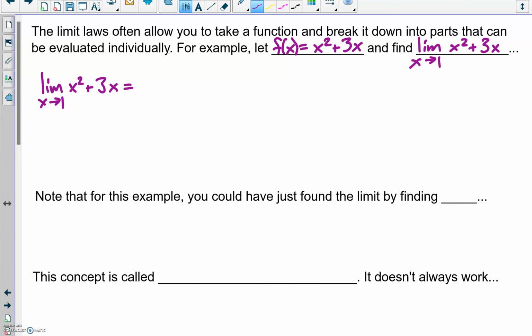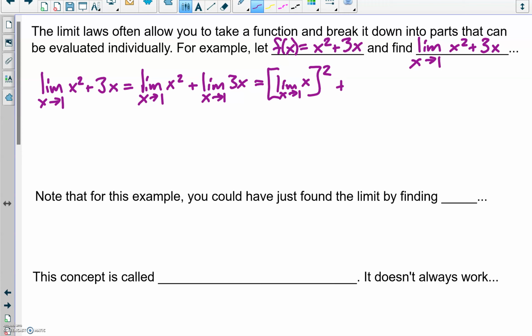Okay, so first step, we are going to use the sum law, and I am going to just split up the sum into 2 separate limits. So that's the first thing you do. And then the next thing I can do is use the power law. So we can have this limit as x goes to 1 of x squared. And then I'm going to use the product law. So I'm going to take the limit of 3x and split it into a limit of 3 times the limit of x.